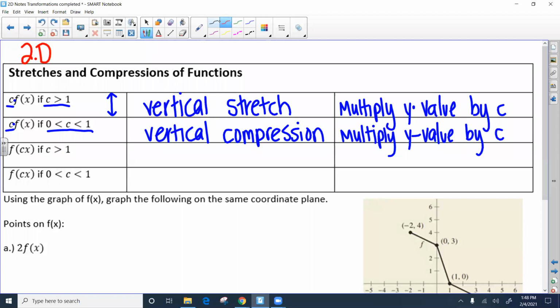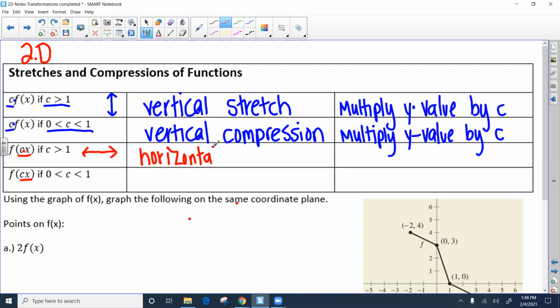Now the second two. We have f of cx. This is still multiplied by c, because it's c times x, but this time the c is on the inside on both of those. If the c is on the inside, it's affecting the inputs or x values. So we know it is stretching or compressing along the x-axis. So we know that this is going to be horizontal.